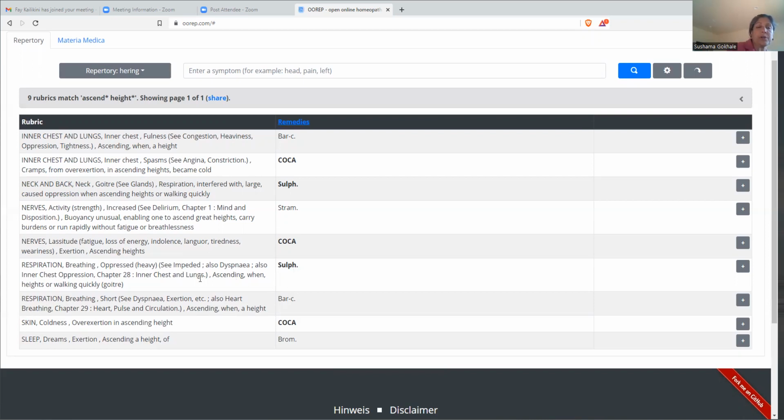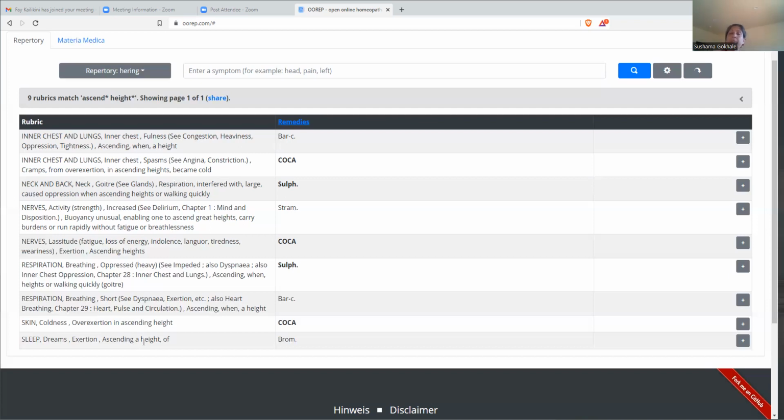If your respiration is oppressed and heavy or impeded when you're going up or walking quickly, and in particular, if you have thyroid issues, sulfur is great. If you have a heart-type shortness of breath when ascending, Baryta carb. And if it's just overexertion in ascending and coldness of skin and just tiredness, it's coca. Another great remedy is if you're dreaming and you're feeling exhausted just in your dream from ascending a height. That's bromium.